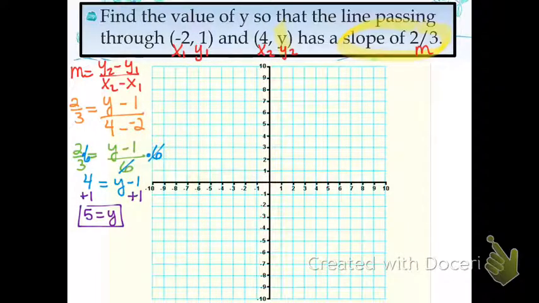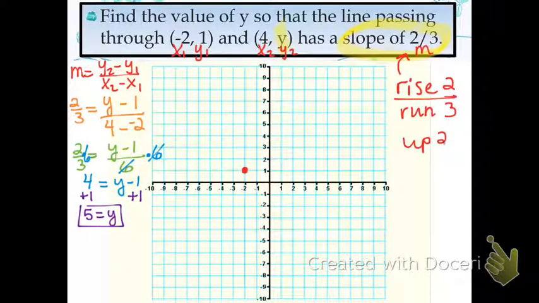Now the other way you can do this question is graphically, and to do it graphically what you would do is plot the point that you know, the -2, 1, and then you would plot other points using the slope. So knowing that the slope is 2/3 and the slope is also rise over run, this means that the rise is 2 and the run is 3. Rise means up or down, it's a +2, so that means up 2. Run means right or left, it's a +3, so that means right 3.